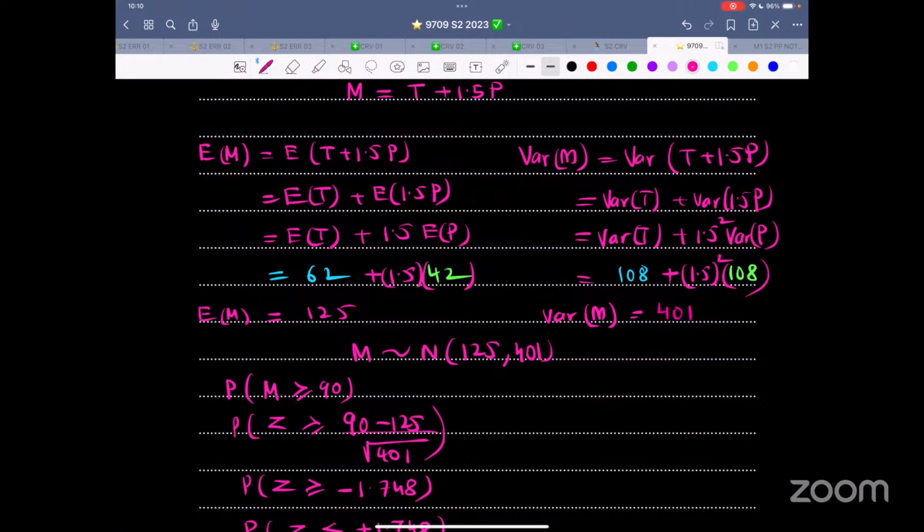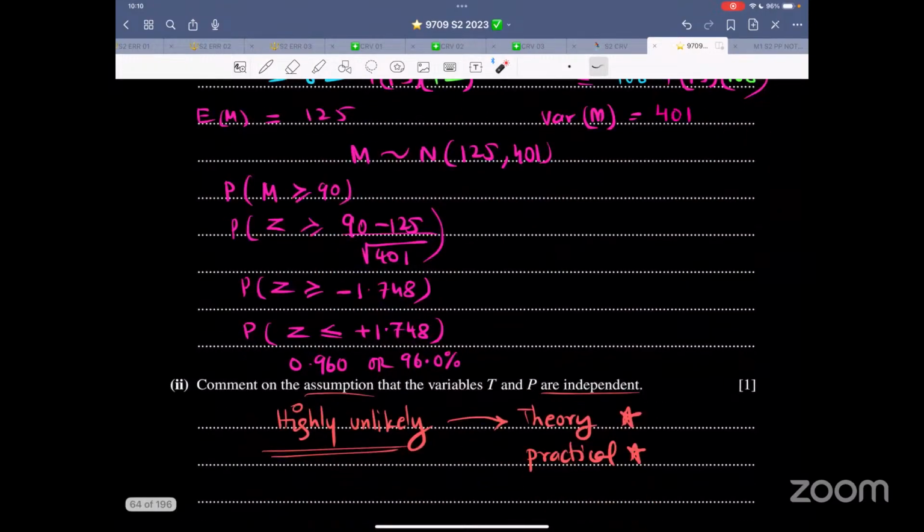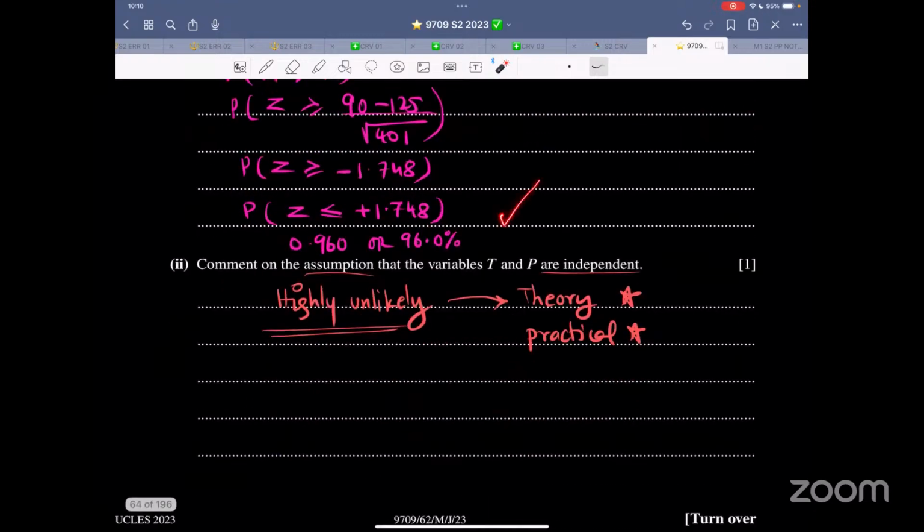Expectation of M is this much, variance of M is this much. Let me emphasize: if it was variance of, let's say, a constant A, that would be 0, but this is variance of T. So it was all perfect. Now M follows a normal distribution such and such, M greater than or equal to 90, and Z is greater than or equal to such and such, and then you get this answer.